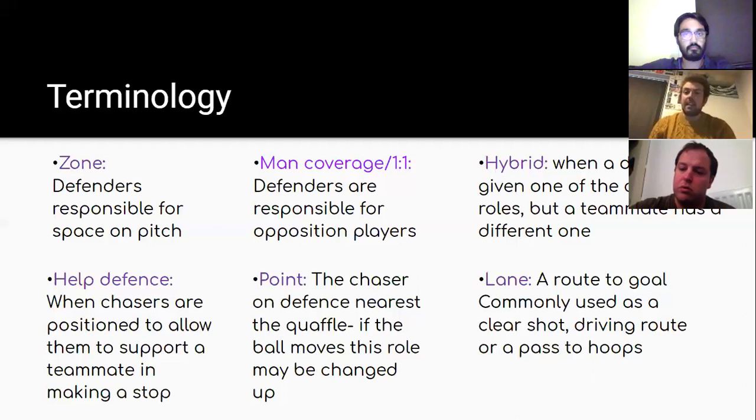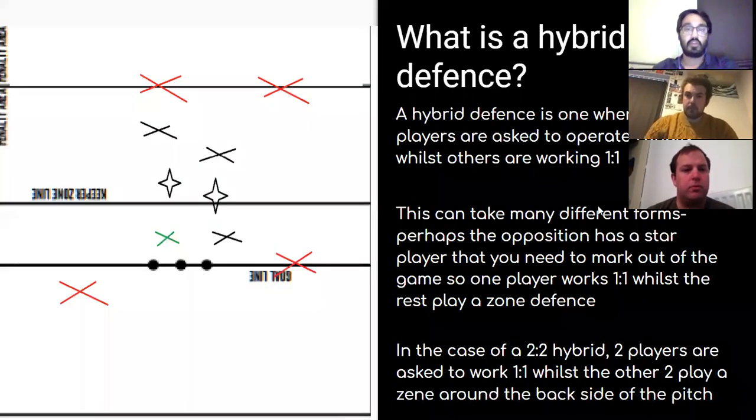It might be taking a zone, it might be covering a player one-to-one, but they have a lot more freedom in the defence. For those of you that watch rugby, think of Sam Underhill for England. He's in the defensive line, but his job is to do what's best for the defence and what works best for him. Cool. So what is a hybrid defense?